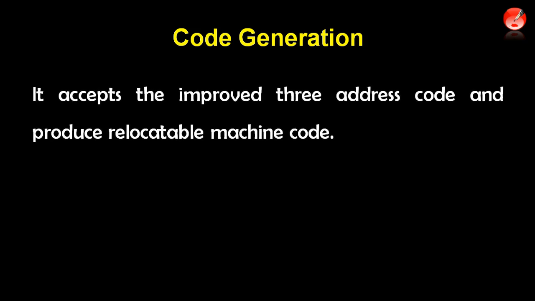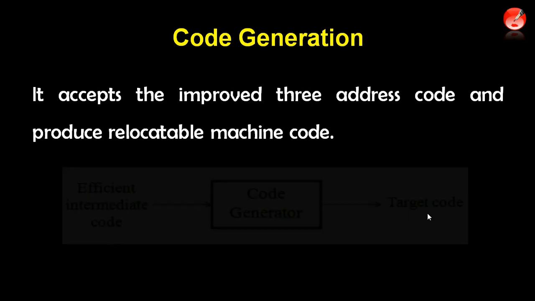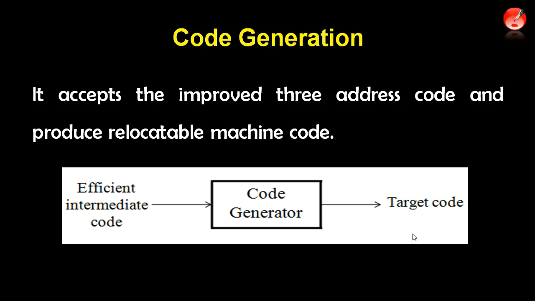The last phase is called the code generation phase. This is the final stage of the compilation operation. It accepts the optimized three-address code and converts it to machine code. So the output of this phase is directly executed by the processor. So the 6 phases are discussed.